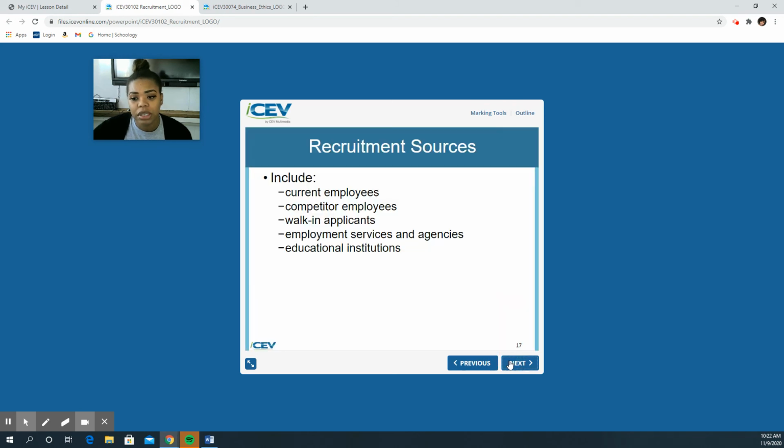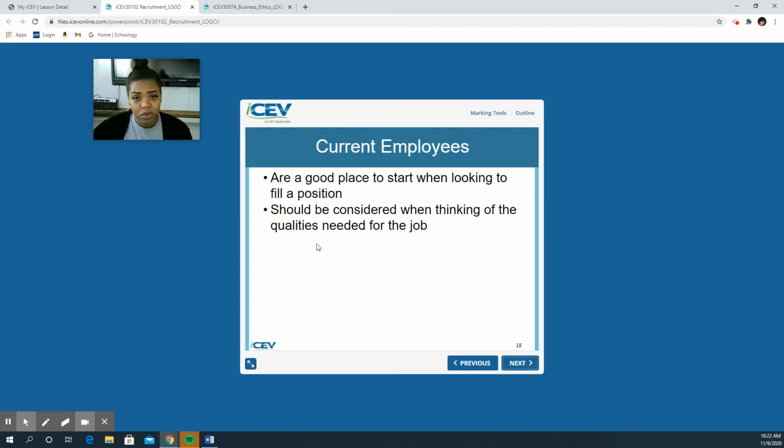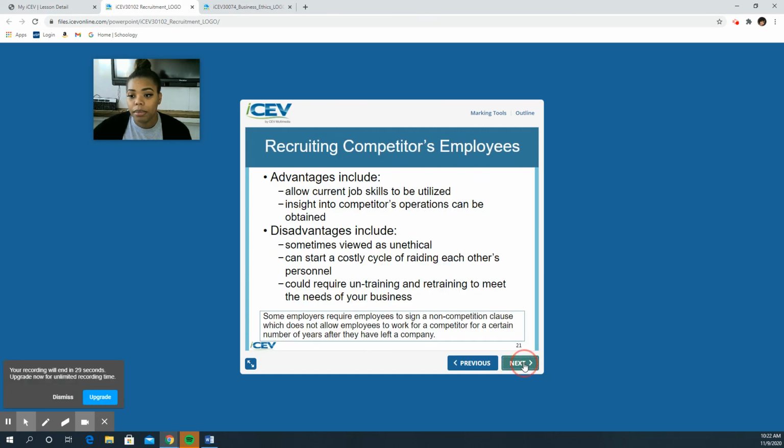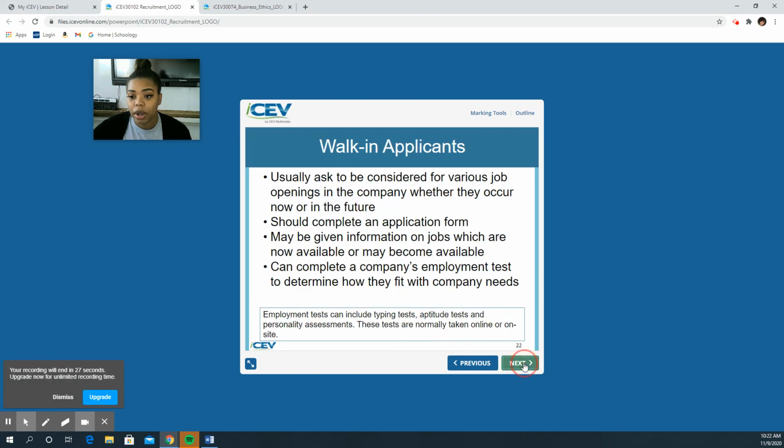Okay. What are the sources that they use to recruit? Current employees, competitors, walk-in applicants, employee services and agencies, and educational institutions. When I was in college, they recruited people to work at the school. They went and found people to try and get students to want to work for certain companies. We're going to go through these.